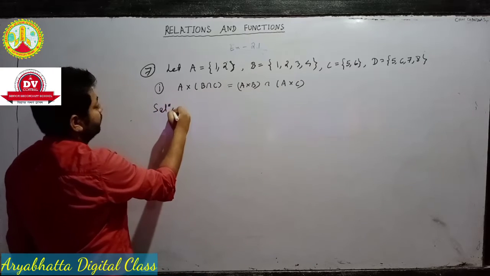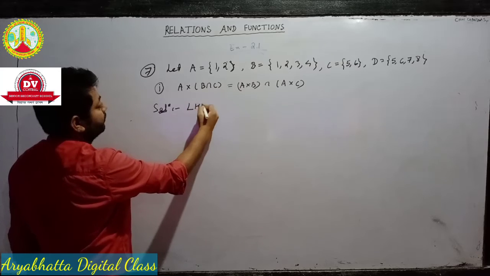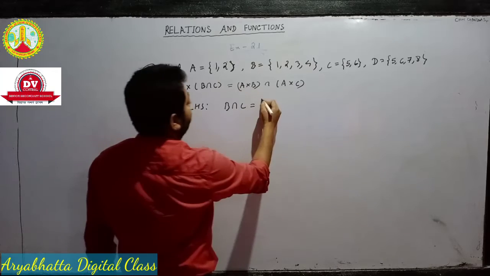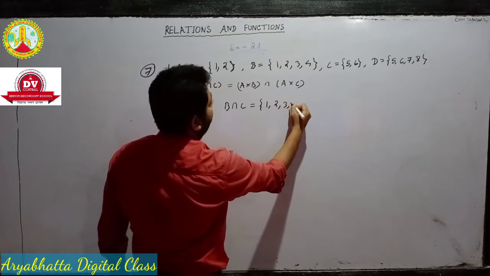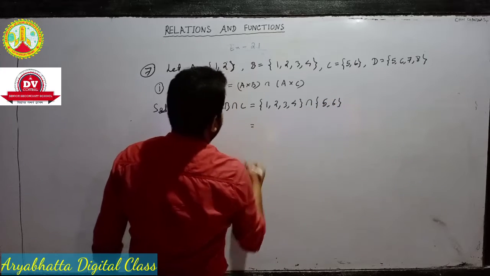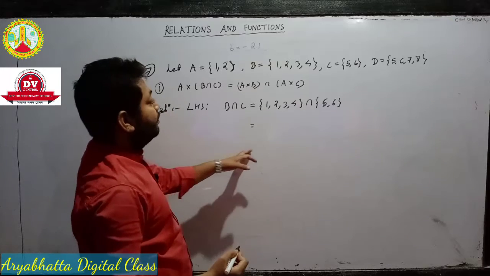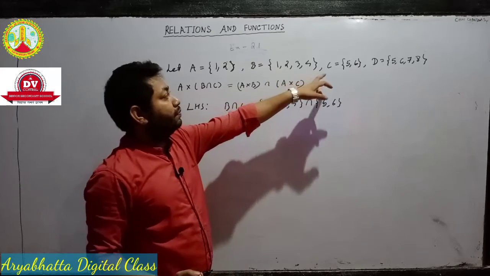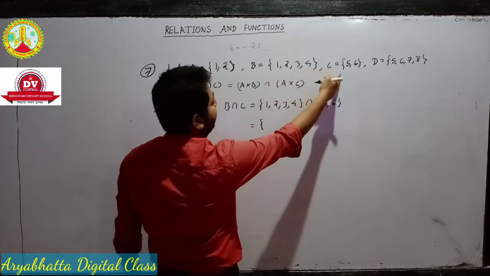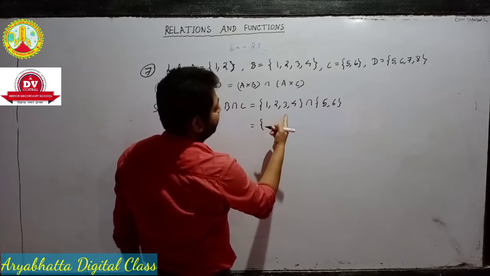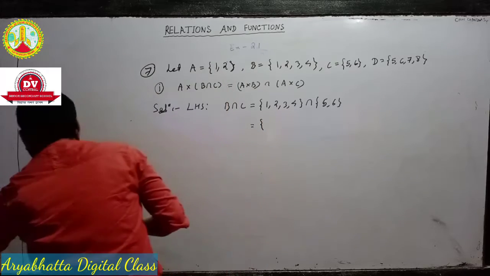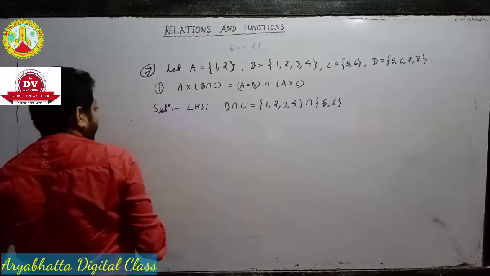Solution. Left hand side. First we will find B intersection C. B is equal to {1, 2, 3, 4}, C is equal to {5, 6}. We know that B intersection C is the set of the elements which are common to both the sets B and C. There are no common elements of the sets B and C.